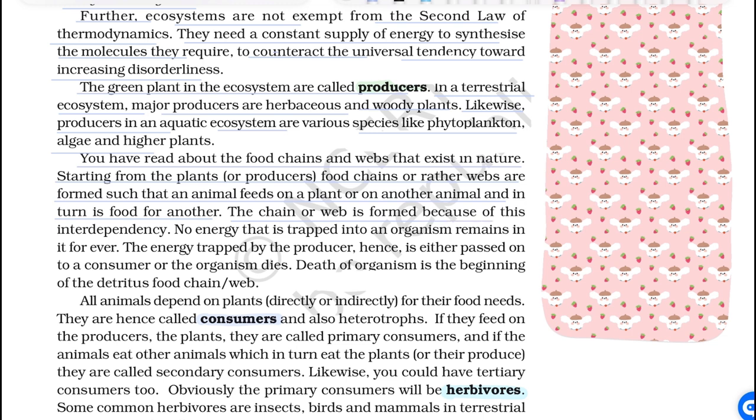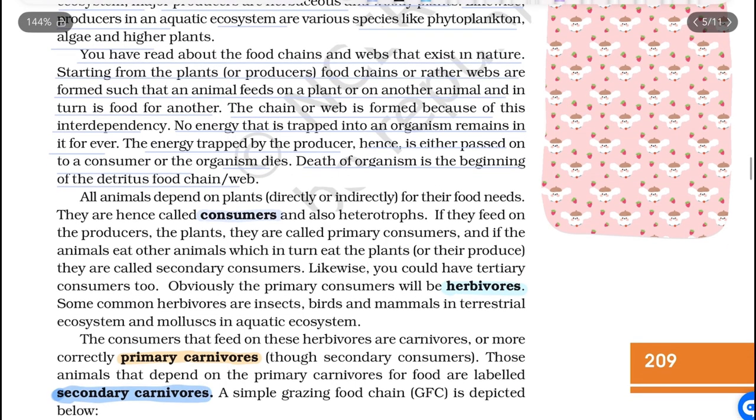A chain or web is formed because of this interdependency. No energy that is trapped into an organism remains in it forever. The energy trapped by the producer is either passed on to a consumer or the organism dies. Death of an organism is the beginning of the detritus food chain or web.